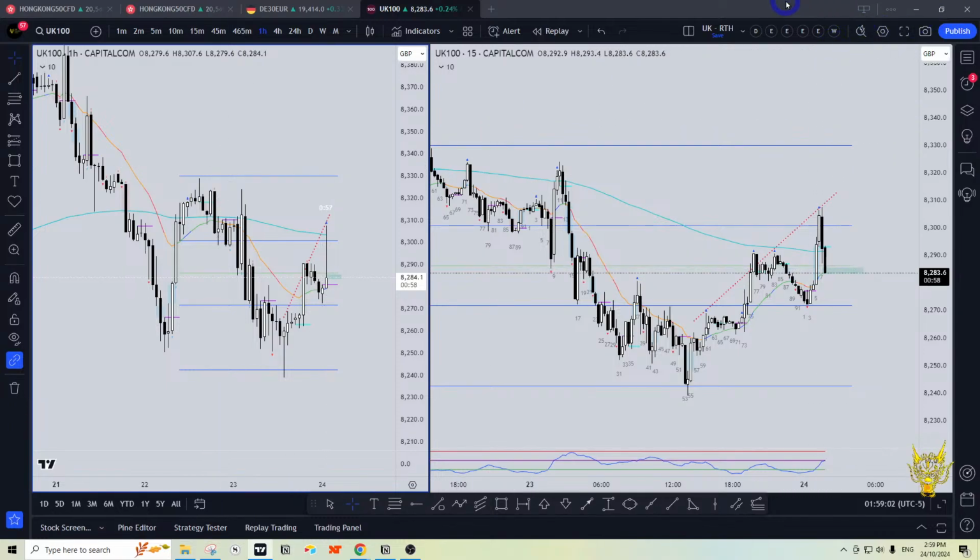Someone asked me to put both on the same screen. It's just a little bit confusing for me to trade them that way, so I'll just do my best to flick between them. That's all right.